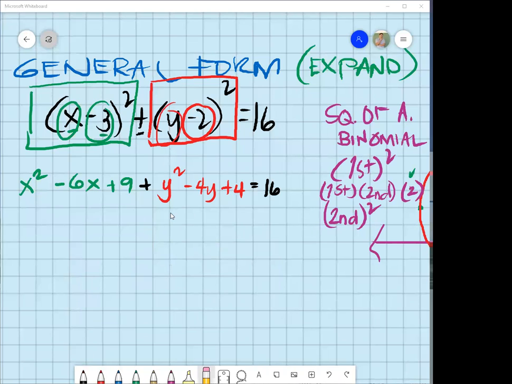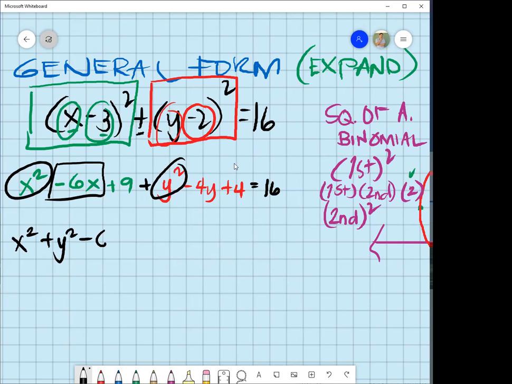Okay, very good. And after that, we just have to arrange them afterwards. So first is this: we have x squared, followed by the next squared, that's y squared. Okay, can you follow? And then next is the x there. That's -6x. And then next is the -4y. And then we have here 9 and 4. And then 16 nasa kabilang side.